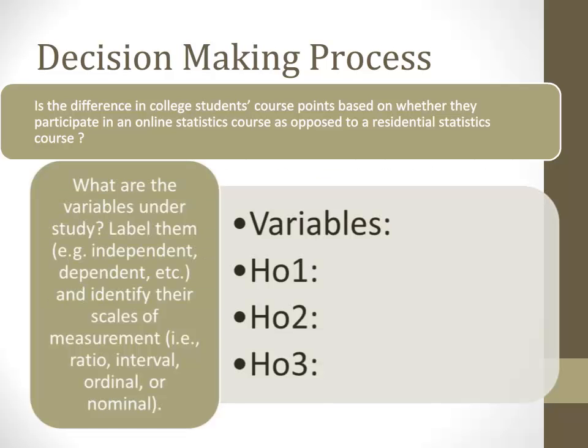So the first question we ask in the decision-making process is this: what are the variables under study? We need to label them, and then we need to identify them as independent, dependent variables, variables of interest, and we need to identify their scales of measurement or their levels of measurement: ratio, interval, ordinal, nominal. So let's take a look at the question.